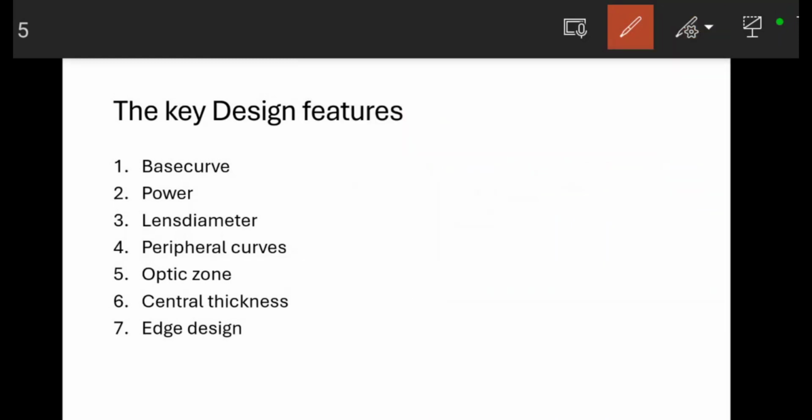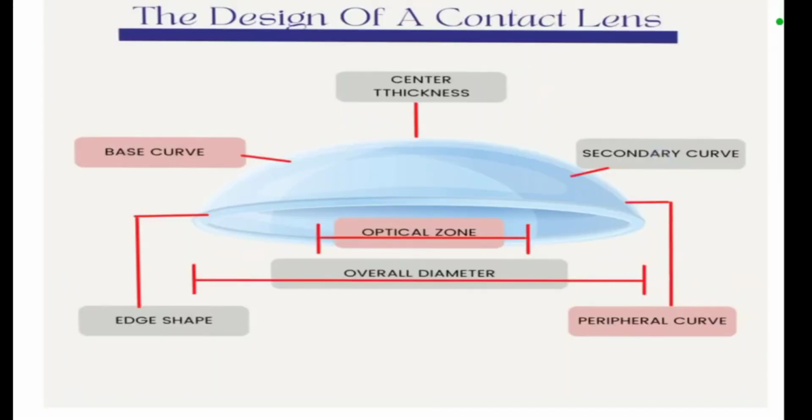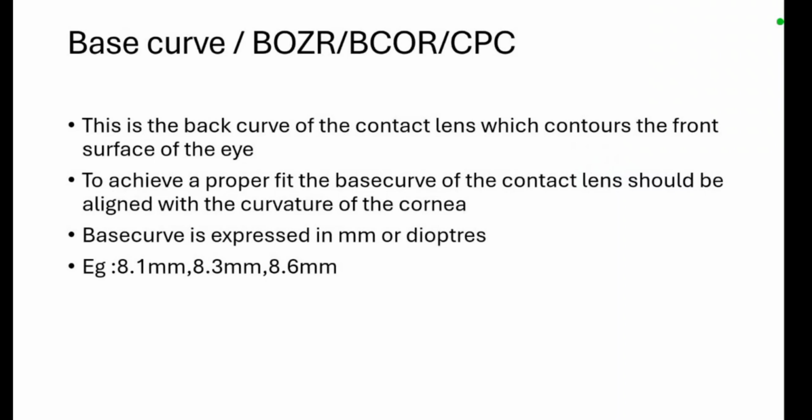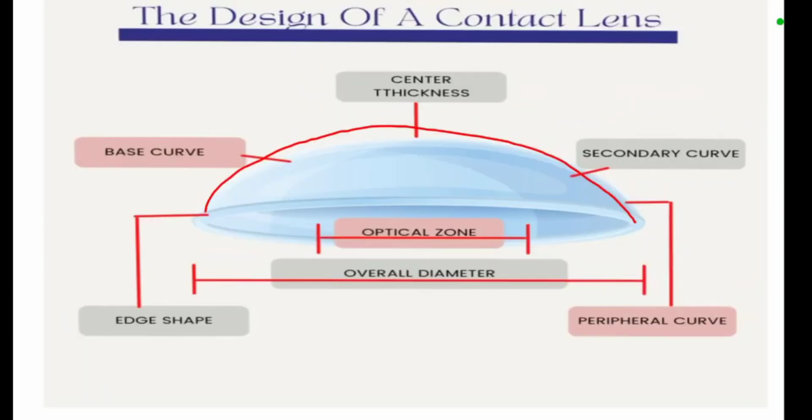B is base curve. We will discuss the base curve next. The picture is very, very important. As you see in the picture, this is the base curve of a contact lens. Base curve, or BOZR, means back optic zone radius. BCOR means back central optic radius. CPC means central posterior curve. It is the back curve of the contact lens which contours the front surface of the eye. In this diagram, we will understand that it is the back curve of the contact lens.